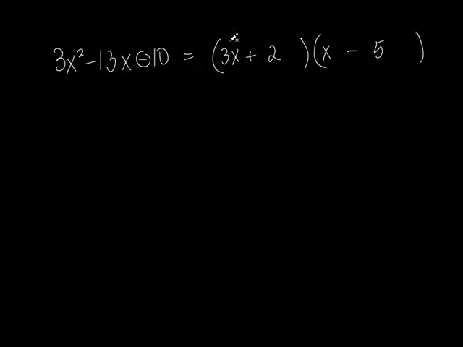How do we check to see? Take the outside. What's that? Negative 15x, right? Multiply them together. And then what's the inside? Positive 2. What's negative 15 plus 2? It's negative 13. That works, doesn't it? Does that make sense? Okay.